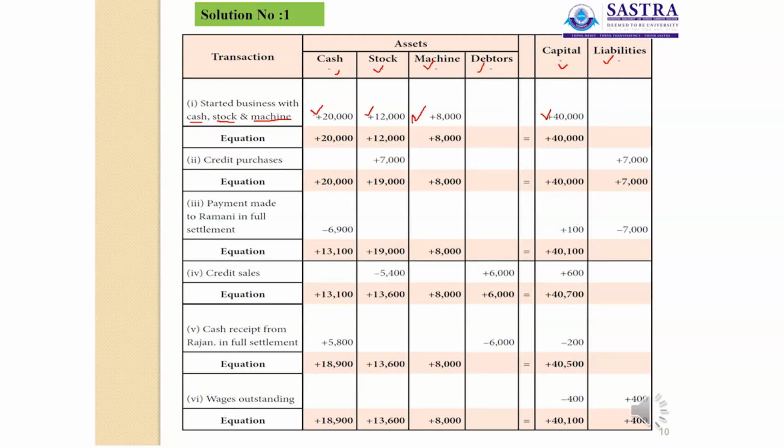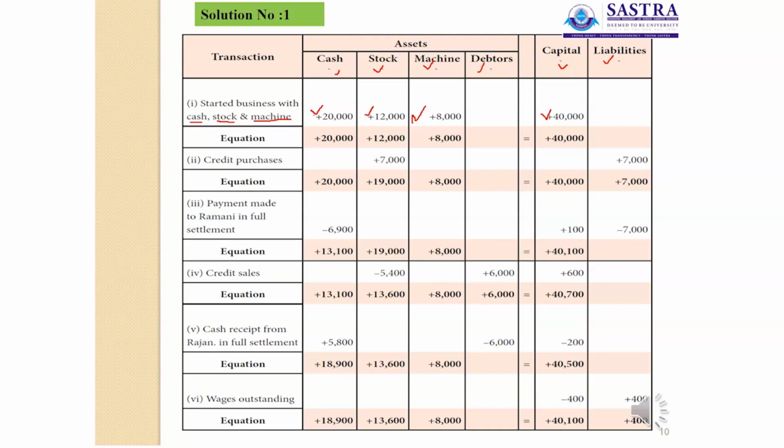Now you have to apply the accounting equation. Assets is equal to capital plus liabilities. So 20,000 plus 12,000 plus 8,000. What is the total of all these items? 40,000. So 40,000 is equal to 40,000. Here the accounting equation is proved. Then the next transaction is credit purchases.